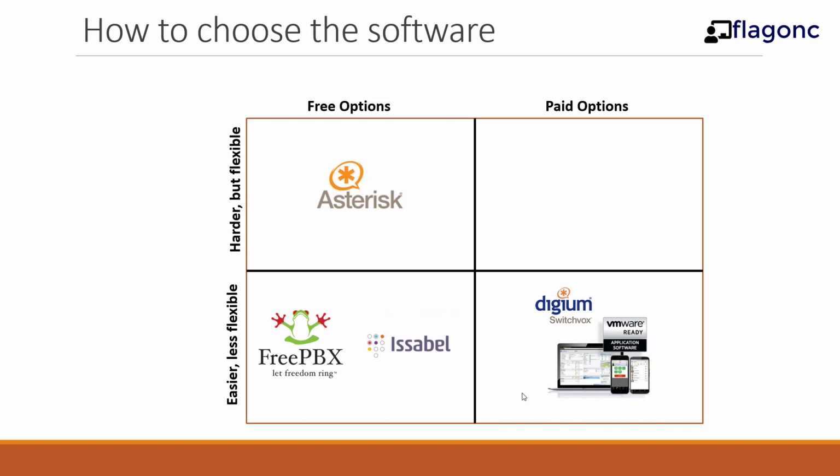Issabel is the fork of the old project called Elastix. Elastix was nice, had very nice interfaces, an evolution of FreePBX, and a very good contact center interface. And Digium provides a paid option. It's called Switchvox. It's Asterisk with a very nice graphical interface with text support. Everything you want from Asterisk in a paid version, you can use the Digium Switchvox.